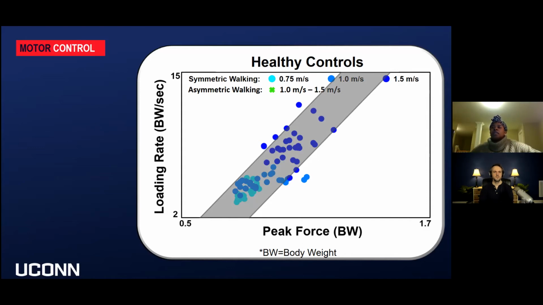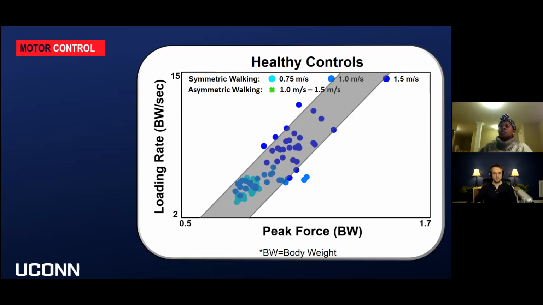It's something that we haven't really seen before. It was great to see that this linear relationship held across different speeds, because we didn't want to say your ratio needs to be this for 0.75 and this for 1. We saw that these linear relationships held across different walking speeds.